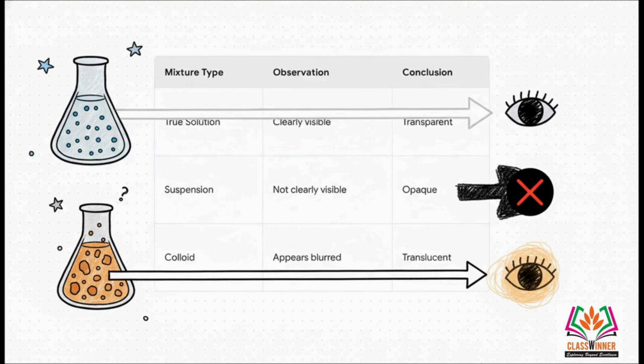The true solution is completely transparent. You can see right through it, no problem. The suspension is totally opaque. Those big particles block all the light. But the colloid, now this is where it gets interesting. It's translucent. Light gets through, but it's all scattered and blurry. That is a massive clue.